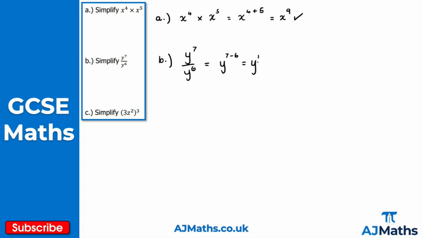But remember, we don't need to write this power of 1. This would simply be y. There's nothing wrong if you do write y to the power of 1, but we don't need to write the power of 1 there. So we just simply get y. That gives us the solution to B.